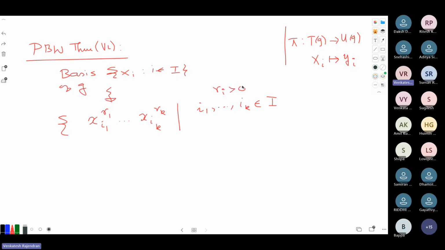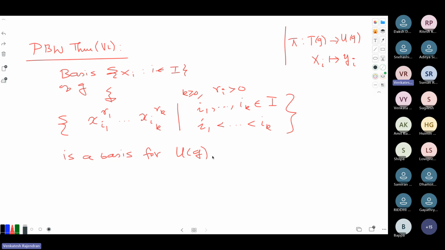Then you take i1 less than ... less than ik. And you also allow k to be non-negative. Whenever k is 0, it's just an empty product, so you take it to be 1. Okay. So what the second version of the PBW theorem asserts is that this is a basis for UG.